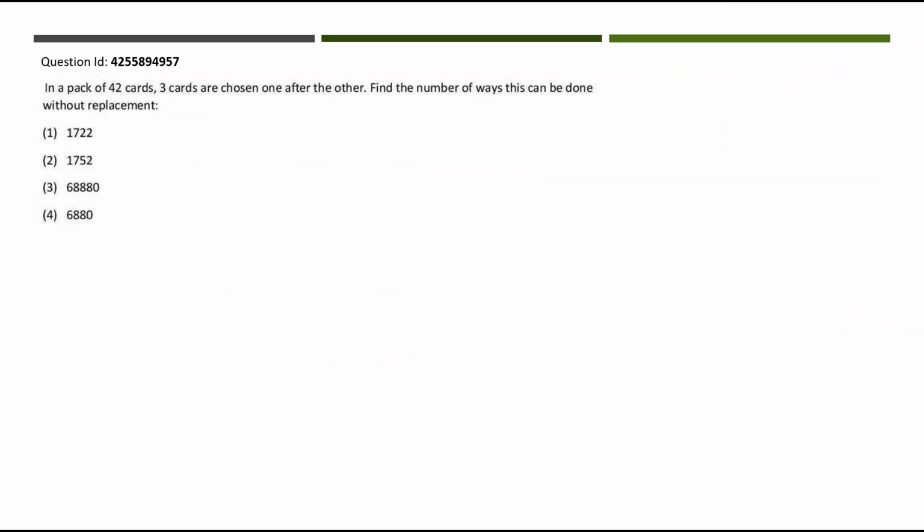Next question. In a pack of 42 cards, 3 cards are chosen one after the other. Find the number of ways this can be done without replacement.